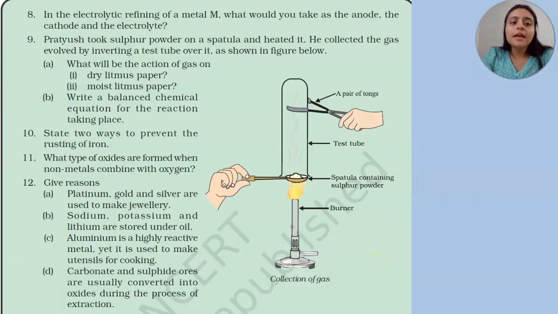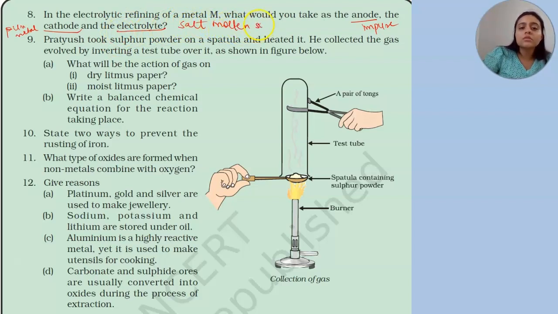Next question: in an electrolytic refining of a metal M, what would you take as the anode, the cathode and the electrolyte? We already know that the electrolyte is a salt molten solution. So we are going to take the salt molten solution of that metal M, and in the anode, since it's the negative, we will put the impure metal, and in the cathode we are going to put pure metal. I have already told you in electrolytic refining, an electrolyte is a salt molten solution. It should not be aqueous, remember that. It should be the molten solution, okay, as an electrolyte.